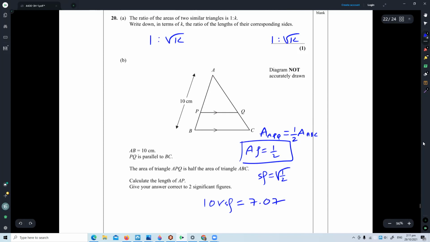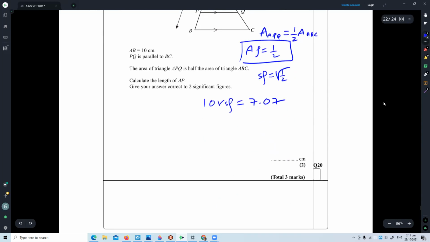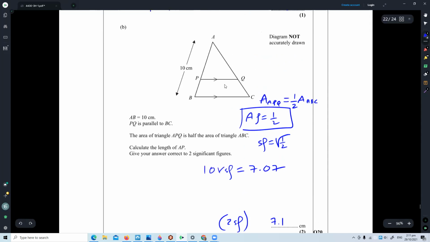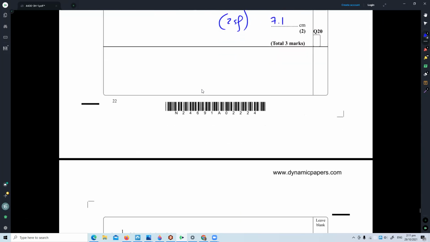And here you have to be careful because correct to 2 significant figures, I need to say 7 point something, and the 0 gets rounded to a 1. So I'm going to say 7.1 cm, and I can say here 2 SF. So what I did here is I worked out the area factor, which was a half. And so therefore the scale factor is the square root of a half.